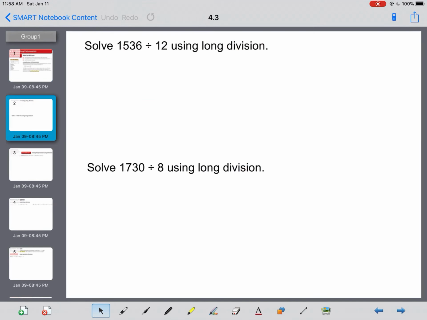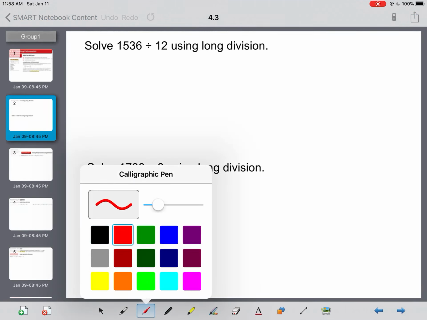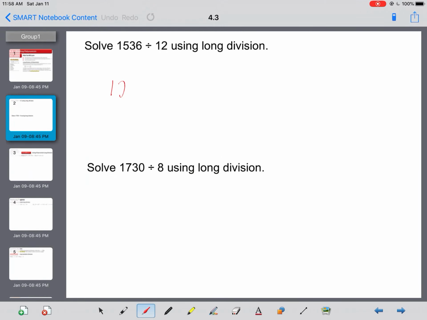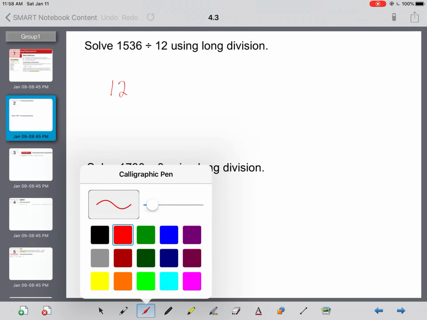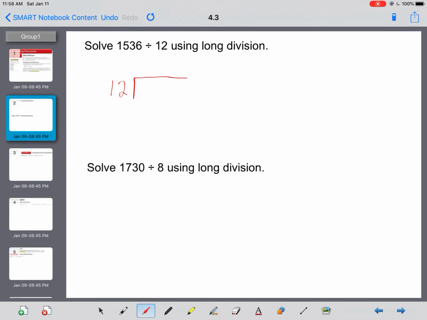So let's refresh our minds on what long division looks like. We'll do it with just plain old numbers. So solve 1,536 divided by 12 using long division. Some of you might remember this. It goes about like this. You write the 12 on the outside, just a little thicker, and you write the 1536 inside.